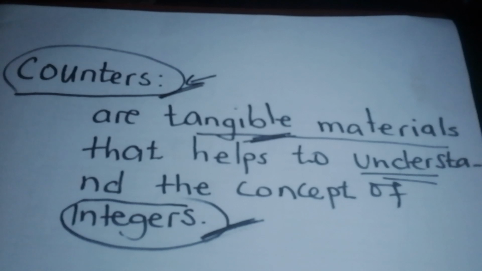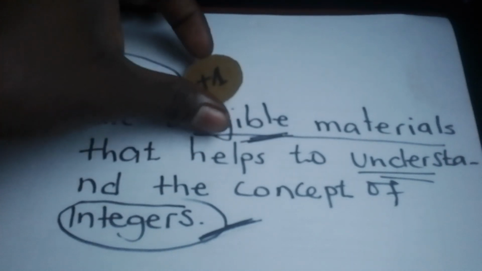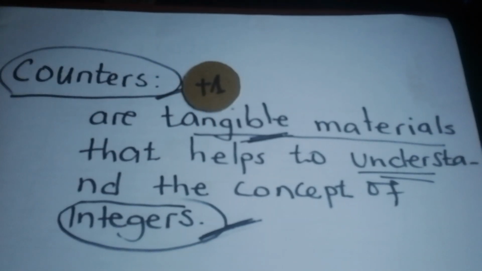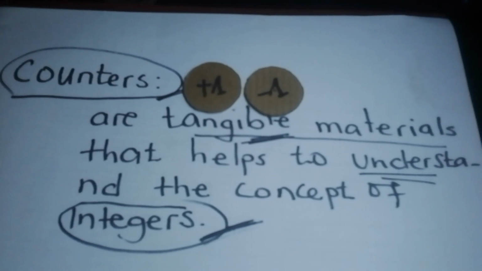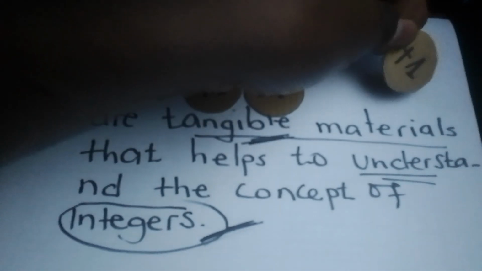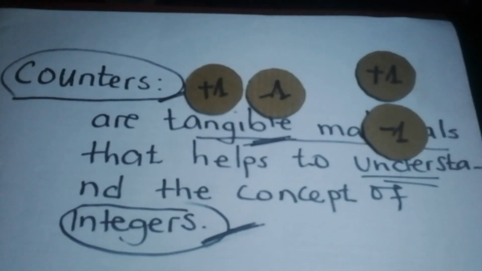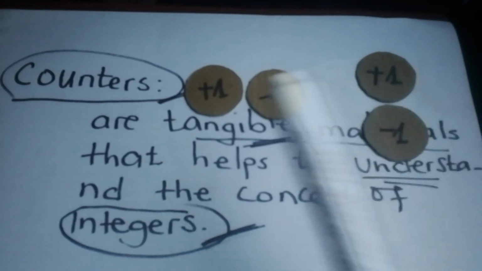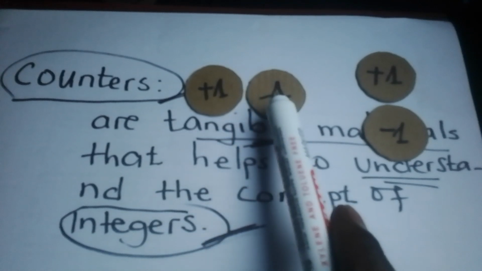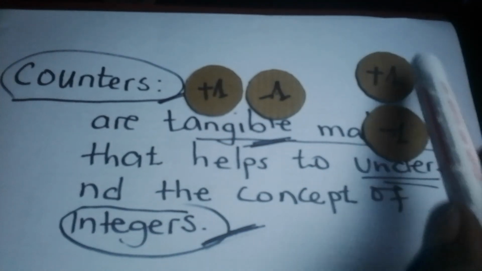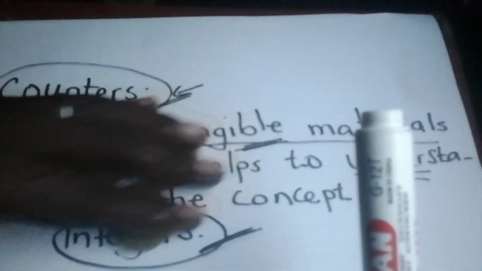Now, there is something to note here. Counters have a positive 1 value and a negative 1 value. If I put a positive 1 and a negative 1 together, they form 0. This is positive 1, negative 1, and if I combine the two together, they form 0 pairs.